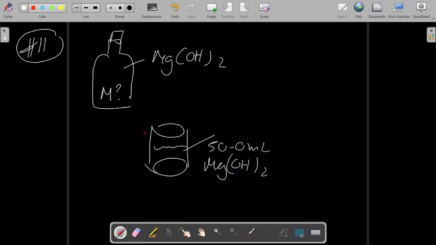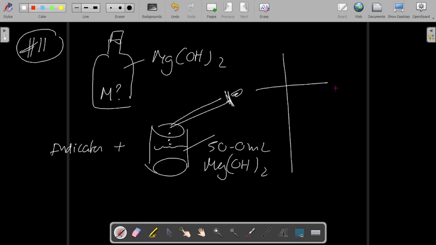Remember that in your experiment, you add indicator. And then you start your titration. This is a pipette, by the way. Not very pretty, but you start adding drops. Of what are you adding? Well, if you have a base, you're going to have to add an acid. That's what titration is.